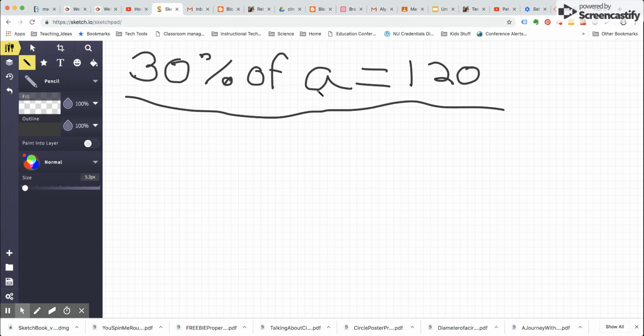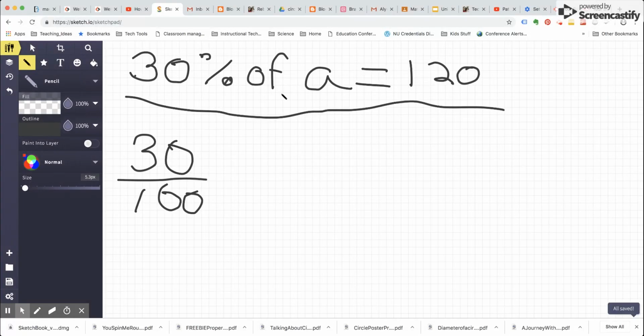The way that we do that is we want to solve this equation, and we do that just like we do any other equation. We try and isolate the variable. So let's try and isolate this variable. Remember, when we talk about percent, that a percent is part of a whole. So 30% is actually just 30 out of 100. We can also represent this as a decimal, but right now we'll just use it as a fraction.